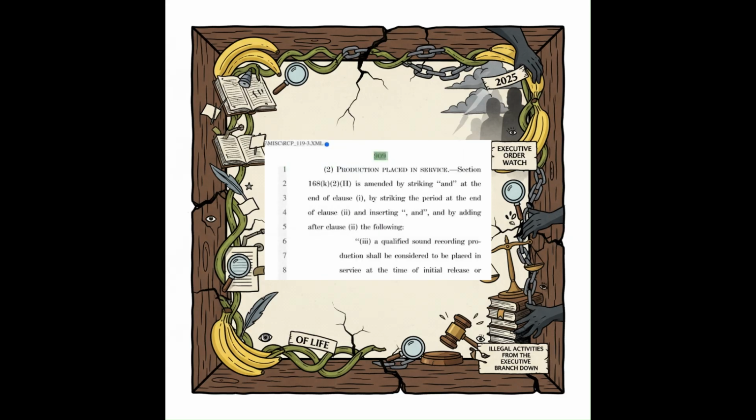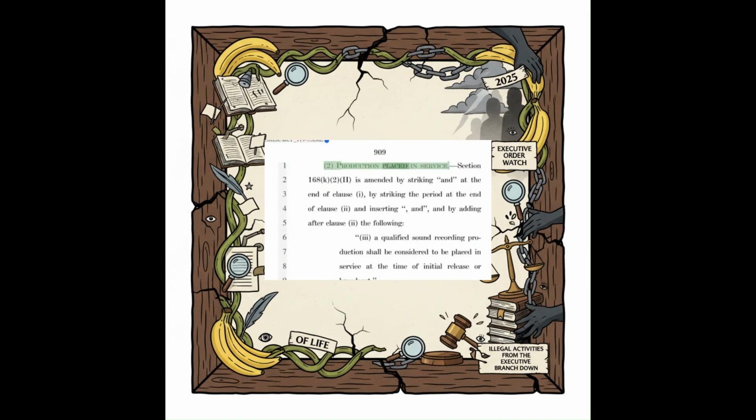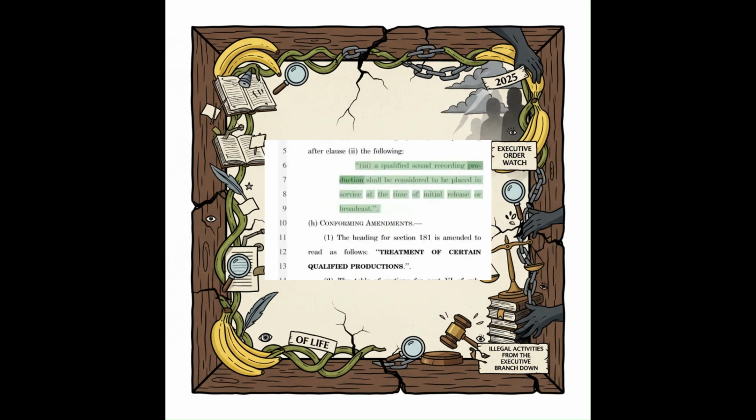909. Production placed in service. Section 168 is amended by striking and at the end of clause, by striking the period at the end of clause and inserting, and by adding after clause the following. A qualified sound recording production shall be considered to be placed in service at the time of initial release or broadcast.